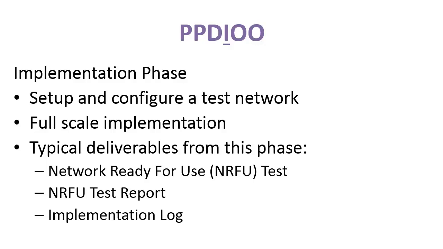And once the network has been implemented, a series of tests are normally run to ensure that the operation of the new network is working as expected. So these tests are often run and should be run the day of the maintenance, so that whatever was implemented can then be tested immediately, and if need be, using the fallback plan to back out of the change if necessary. That being said, in the implementation phase, the typical deliverables from this phase include a network ready for use test, a test report, and an implementation log.